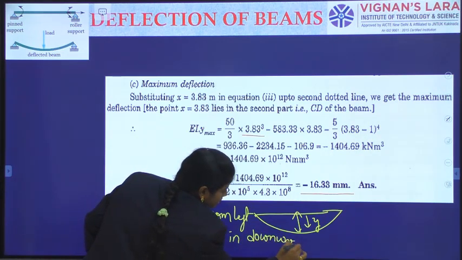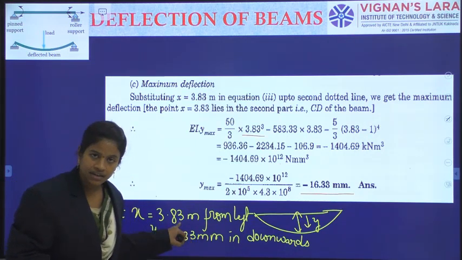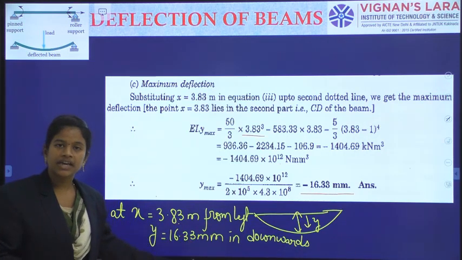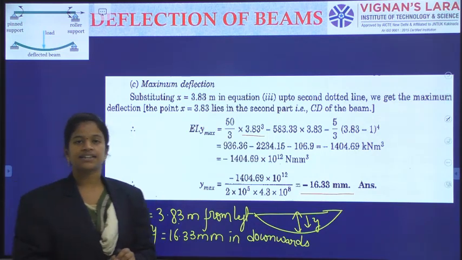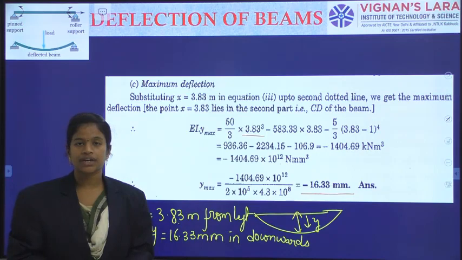So in this way we have evaluated the maximum deflection position, maximum deflection value, and also calculated deflection at the center. Okay, in this way we have completed this numerical, and in the next class we are going into the next concept.